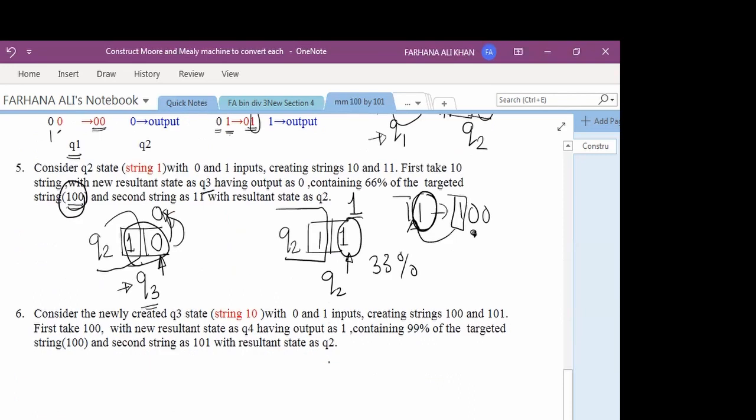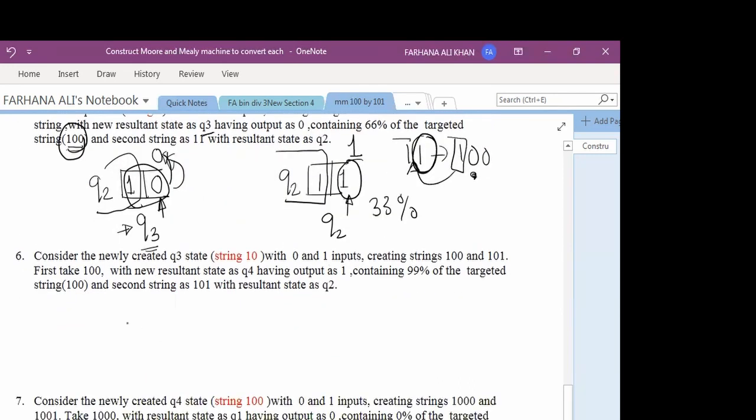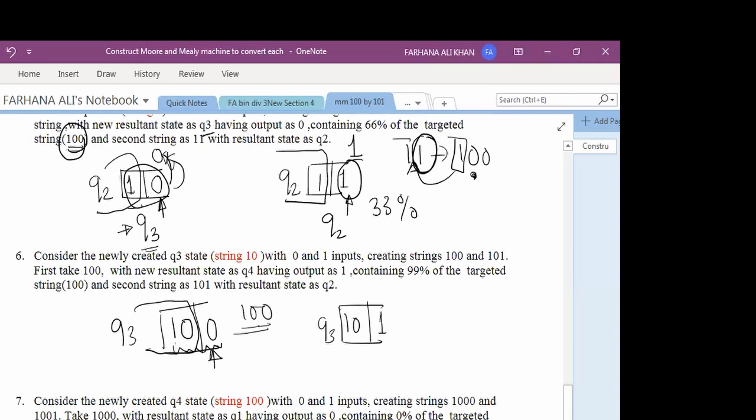Now, which is the newly created state? The newly created state is Q3. Q3 represents which string? Q3 represents 10. Now, as we have the binary number system, this Q3 has to be considered twice, one with 0, another with 1. So this Q3 with the next input symbol as 0 makes our targeted string. So now we have 100, which is our targeted string.